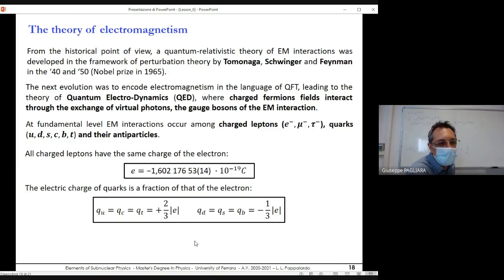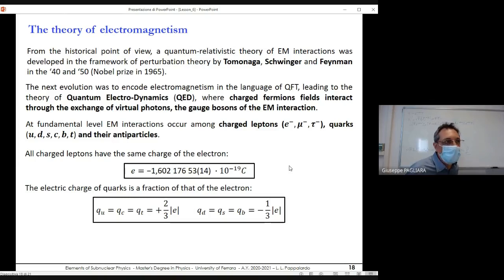Now, at the fundamental level, electromagnetic interactions occur among all charged leptons, so electrons, muons, and tau leptons, and their antiparticles, of course, and all quarks, because they are all carrying some electric charge, and all their antiparticles as well. All charged leptons have the same charge, which is the charge of the electron, which you see here in terms of Coulomb, so it's an extremely small charge, of course, and the quarks have a fraction of the electron charge, either +2/3 or -1/3.